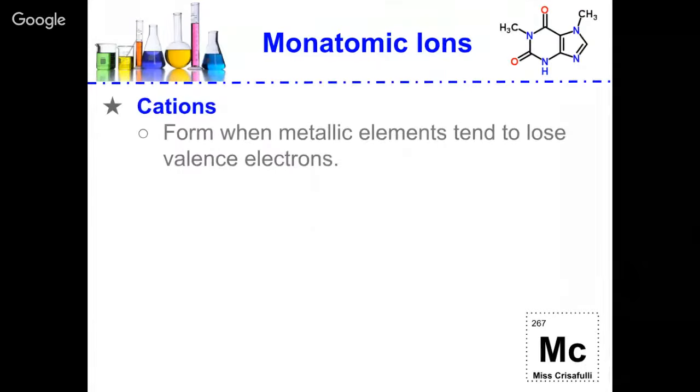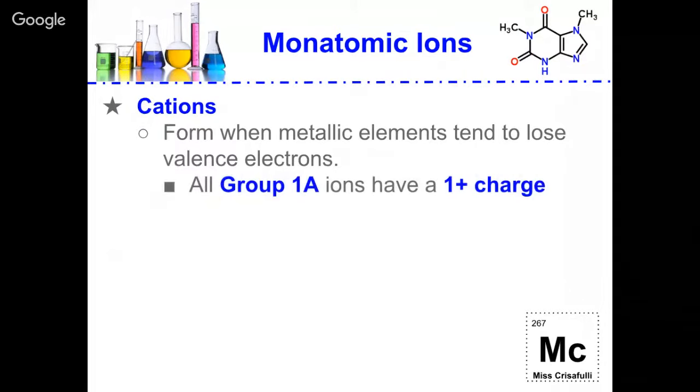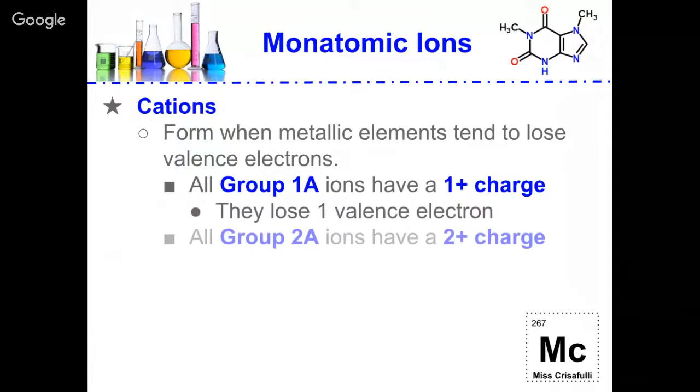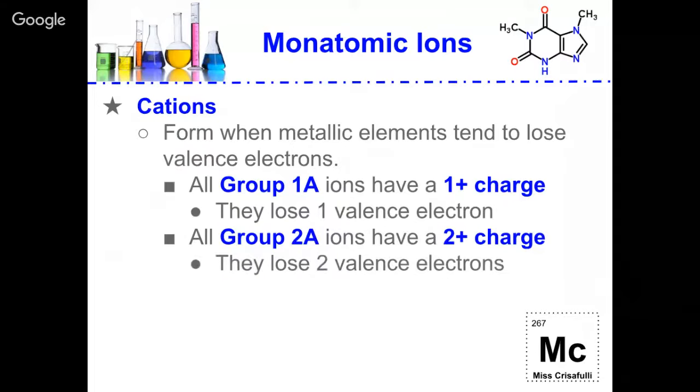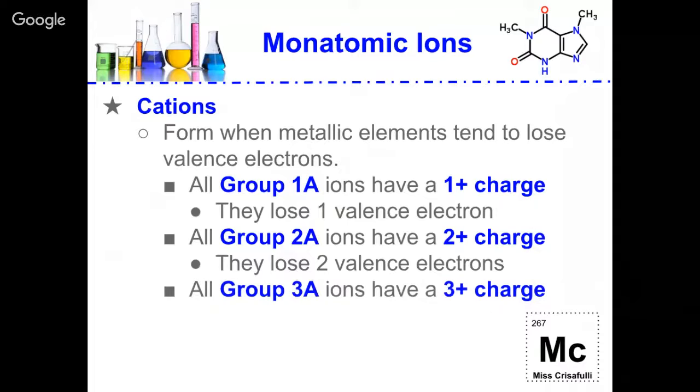So let's look at cations. Remember, cations form when metallic elements lose their valence electrons. Group 1 elements have a +1 charge, and that means that they lose one valence electron. Group 2 ions have a +2 charge because they lose 2 valence electrons. And group 3 ions have a 3+ charge because they lose 3 valence electrons.